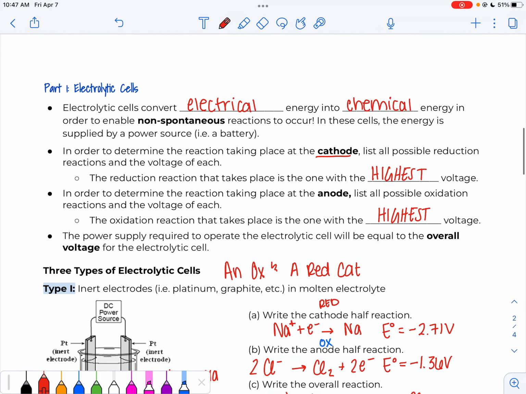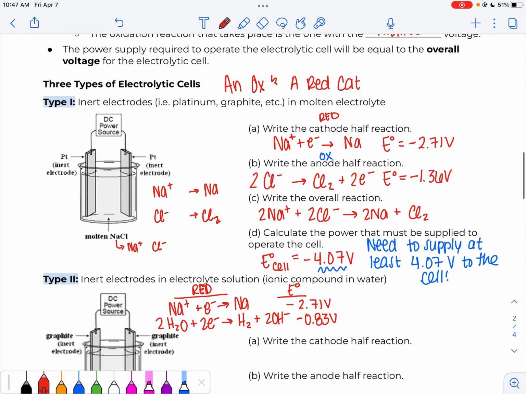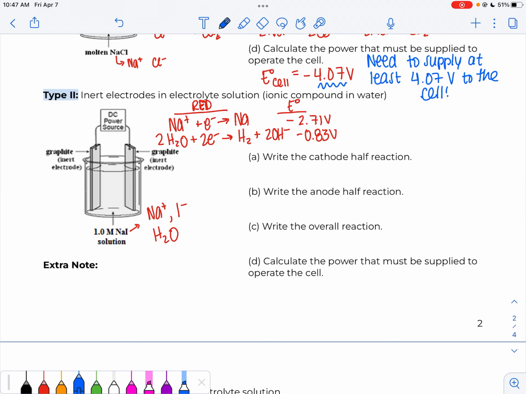We go back to this rule I gave you up here. The reduction reaction that takes place is the one with the highest voltage. So that means this one is the highest voltage. It's the number that's most positive, right? So that means that water is being reduced here. So this is our cathode half reaction.